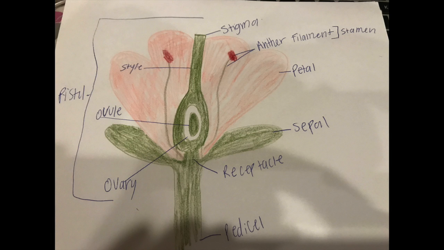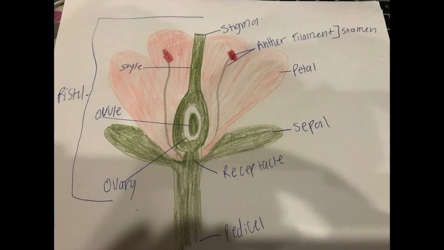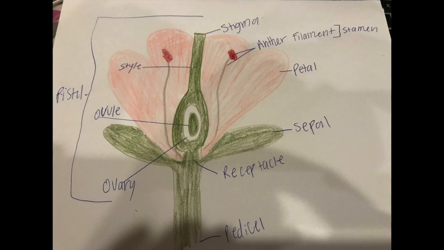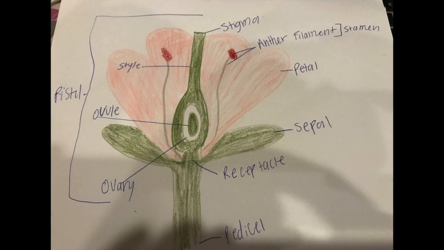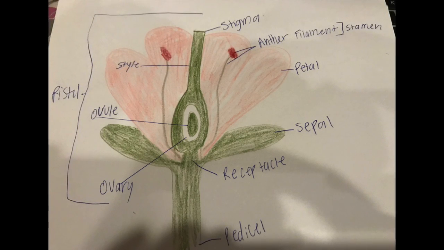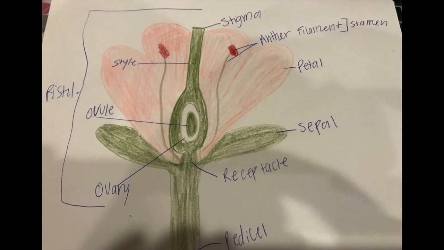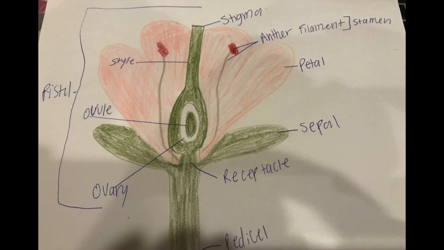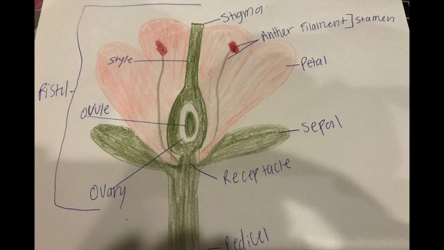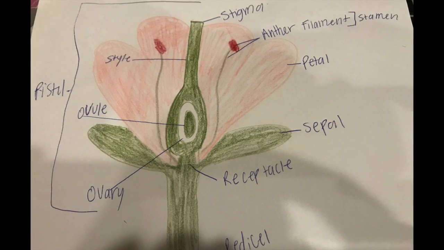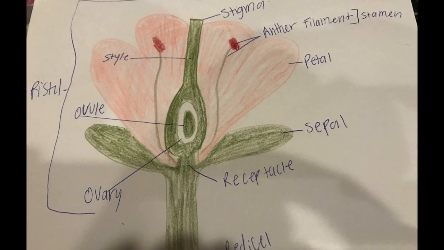This is an example of an angiosperm. This is the structure and function of an angiosperm. The stigma receives pollen. The anther filament is the pollen producing part of the plant. The petal is each of the segments of the corolla of the flower.